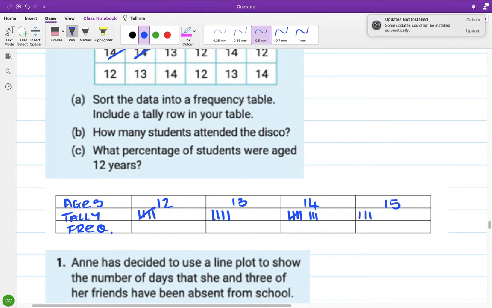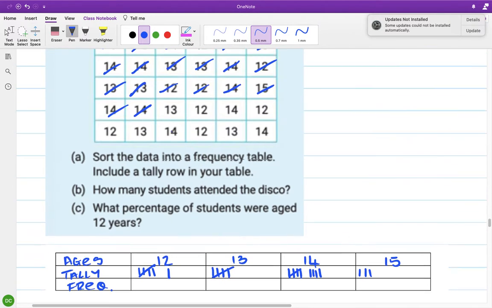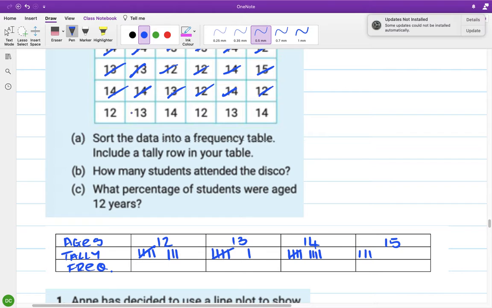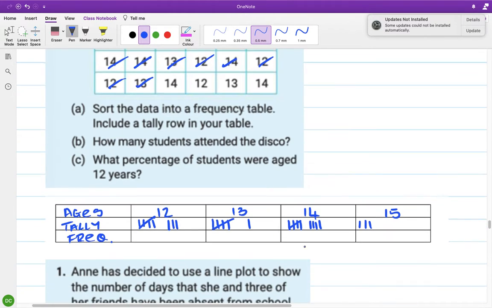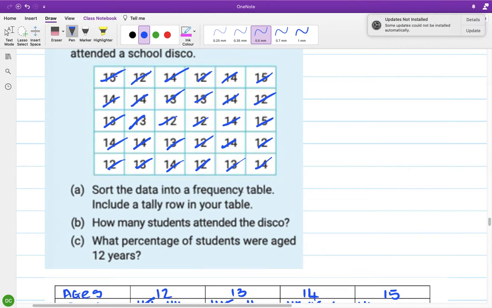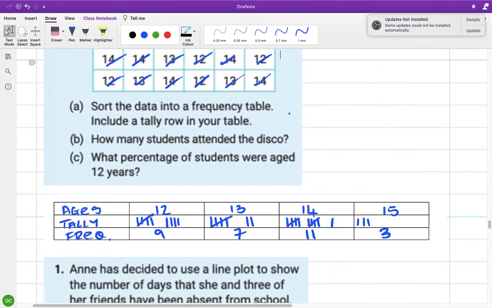13, 12, 14. 12, 12, 13. 13, 14, 12. So that's 14, 12, and then 13, 14. Right, so 5 and 4, that's 9. 5, that's 7. 11 and 3. Okay, what's that? 10, 21, 30. Does that make sense? 1, 2, 3, 4, 5, 6 across. 1, 2, 3, 4, 5 down. Yep, 30. Okay, that's good.